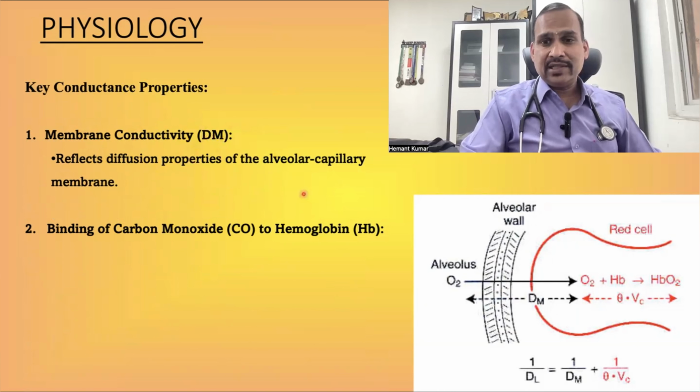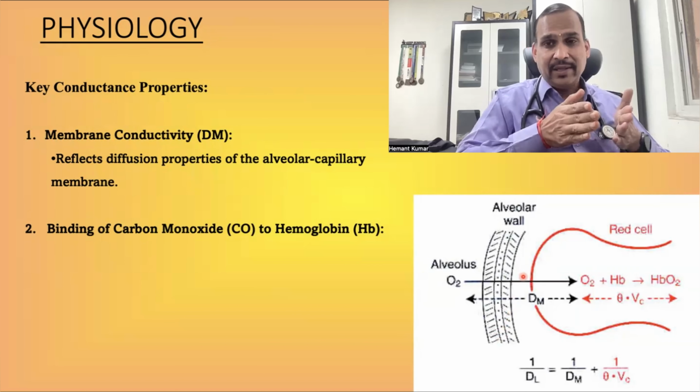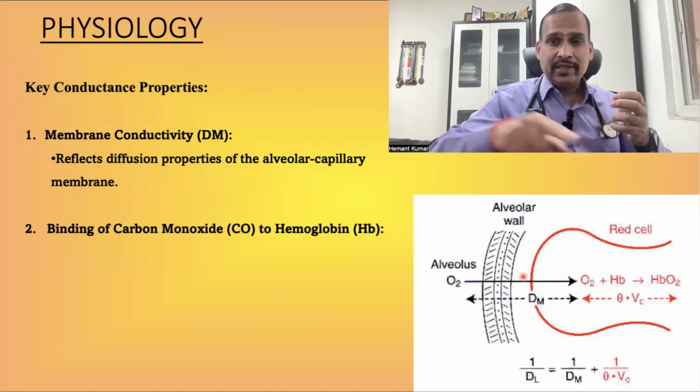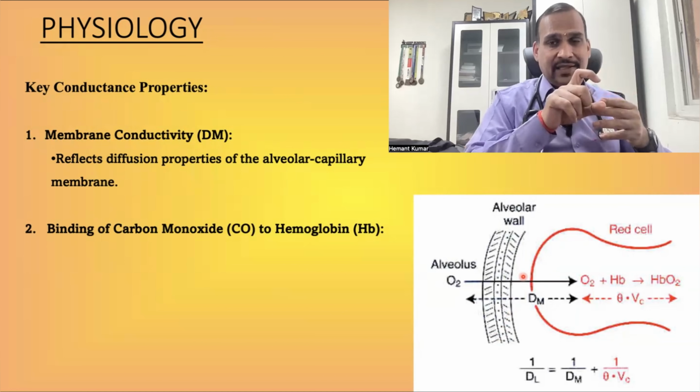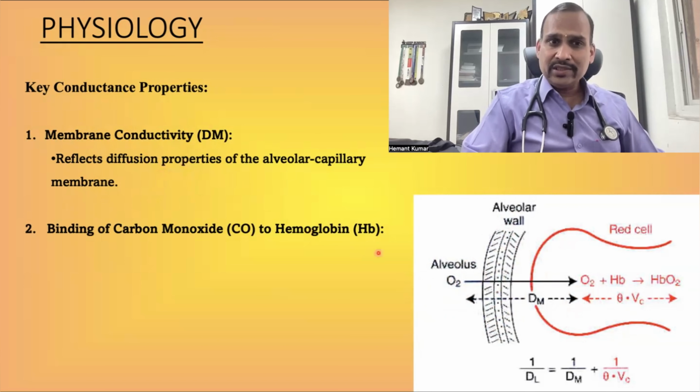Membrane conductivity means alveolo-capillary membrane conductivity. How soluble is the gas with this membrane? Because the gas is there in the alveoli, and from the alveoli the gas has to transfer to hemoglobin, blood hemoglobin. So how much solubility is there with this alveolo-capillary membrane? This is membrane conductivity. More is the conductivity, more transfer of the gas.